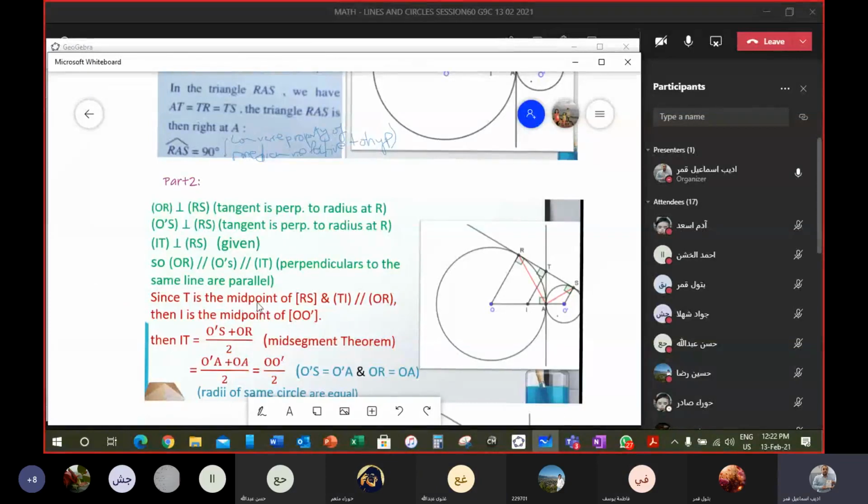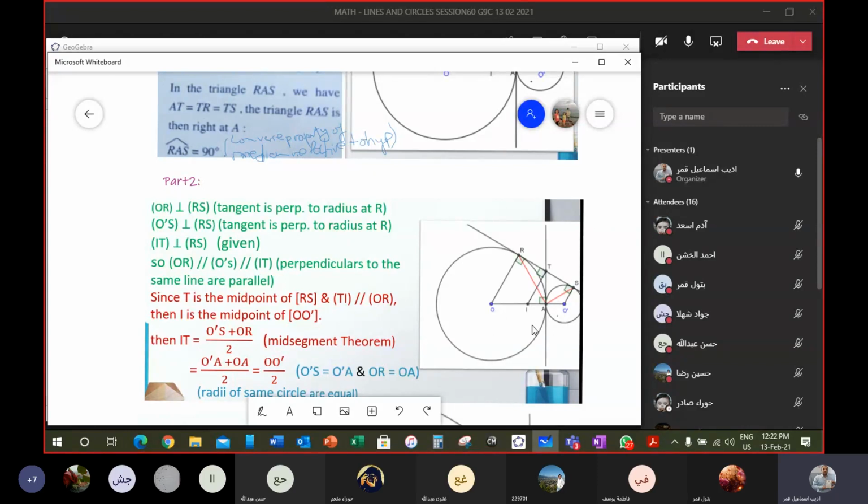طيب كمان we have since T is the midpoint of RS. T نحن برهناها إنه midpoint of RS لأنه طلع عندي TR equal TS equal TA. So T is the midpoint of RS. Since T is the midpoint of segment RS and TI is parallel لل OR, then صارت ال I هي midpoint of OO prime. هيدي converse property of the mid-segment theorem in a trapezoid. Then صار عندي ال I is the midpoint of OO prime.